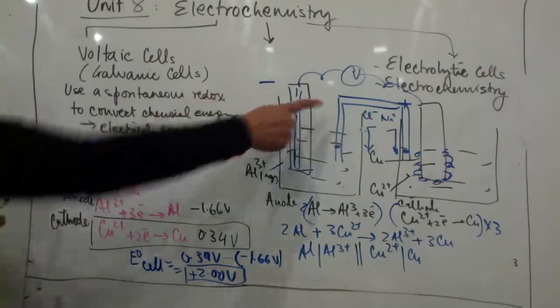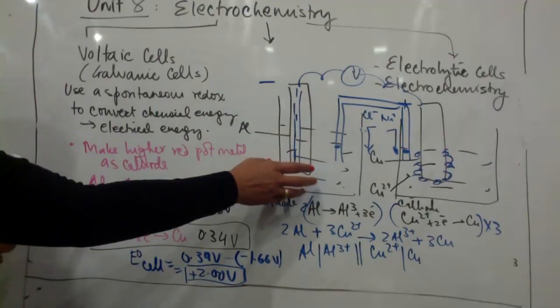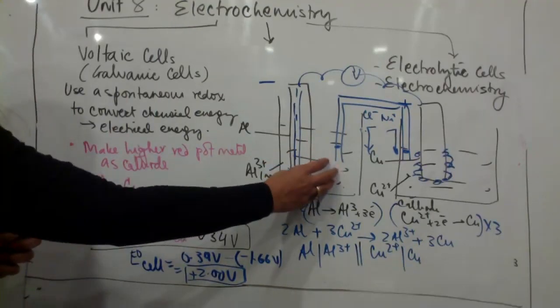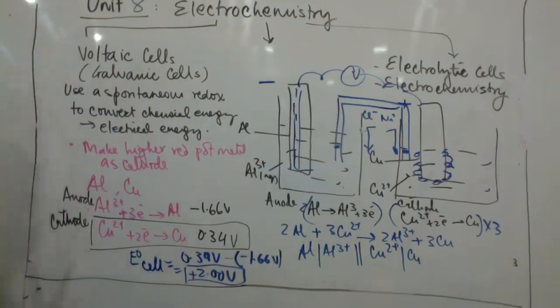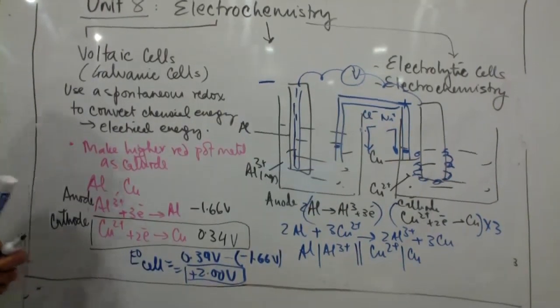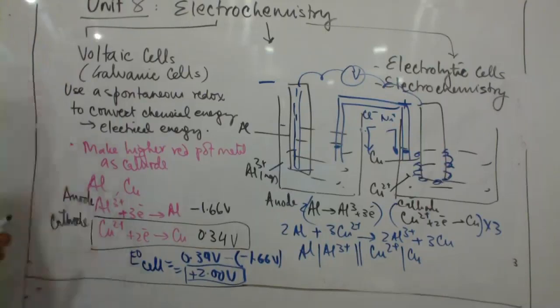The purpose of the salt bridge is to maintain charge neutrality. There's a charge buildup here, and to neutralize that charge, you put a salt bridge in there. Any questions on voltaic cells?